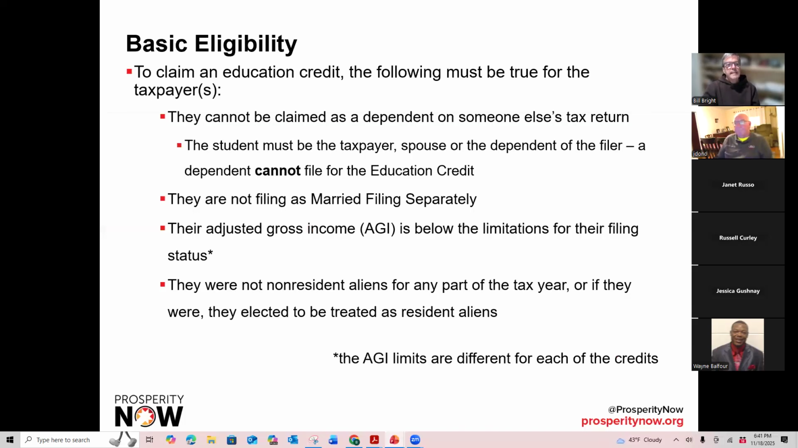So basic eligibility, again, to claim the credit, the following must be true. They cannot be claimed as a dependent on somebody else's tax return. The student must be the taxpayer, spouse, or dependent of a filer. A dependent cannot file for the education credit. So an 18 or 19-year-old can't file their own tax return and claim the American Opportunity Credit. There are instances, like whether the student is emancipated and all that nonsense, but for 98% of the cases, it's mom and dad who are going to claim the kid and the credit. The parents can't be filing separately. Again, there are AGI limits, but they're very high.